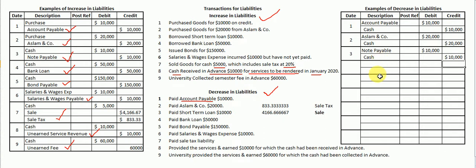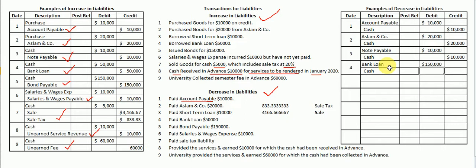Okay. Number 4, paid bank loan. When you pay the bank loan, it means the bank loan liability is decreasing. So bank loan should be debited, and you are paying cash, so cash should be credited. That is how much? $150,000 you have paid, and here $150,000 should be credited.